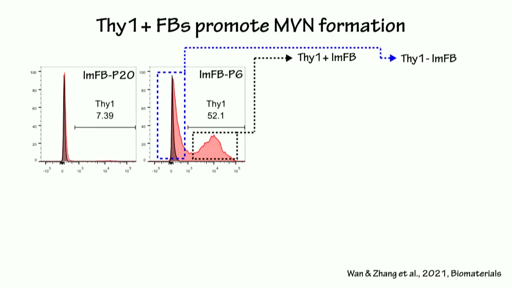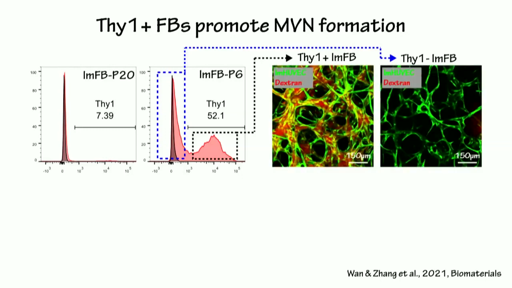actually have two subpopulations in terms of CEL1 expression level. CEL1 is one of the fibroblast surface markers. But in the later passage of the immortalized fibroblast, they actually lost this subpopulation. So I further sorted out these two populations and formed microvascular networks. I found only the CEL1 positive fibroblasts can support the microvascular network formation, but not the CEL1 negative ones.